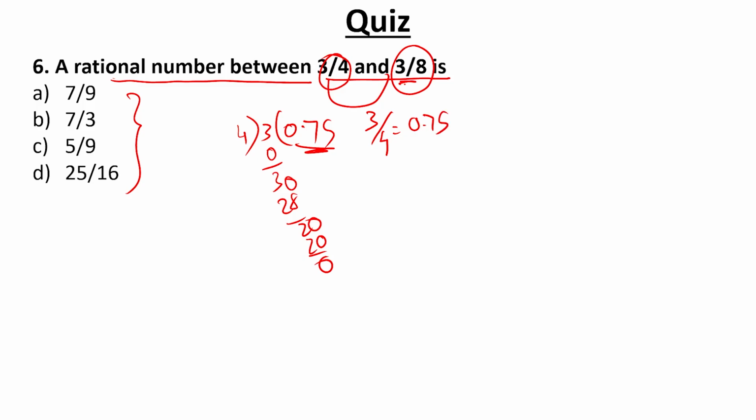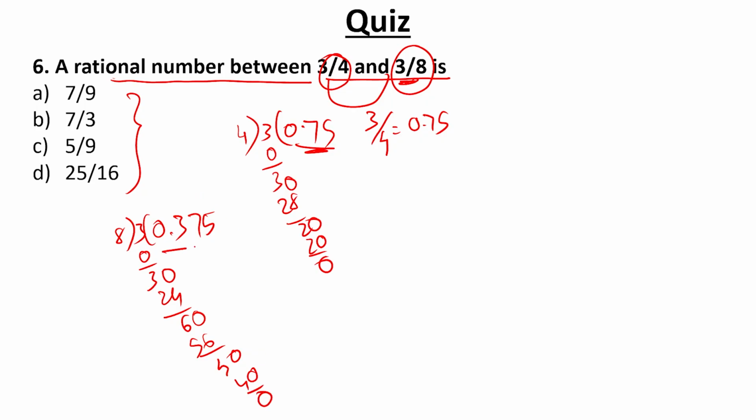Okay, we need to find the value of 3 by 8. So 3 divided by 8, 8 zeros is 0, 3.0, 3 eights are 24, 60, 8 sevens are 56, 40, 5 eights is 40. Okay, we got the value of 0.375. So 3 by 8 is equal to 0.375.